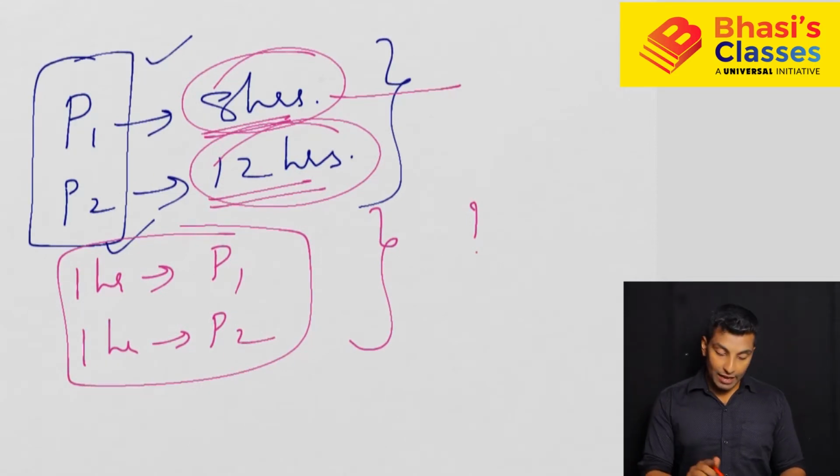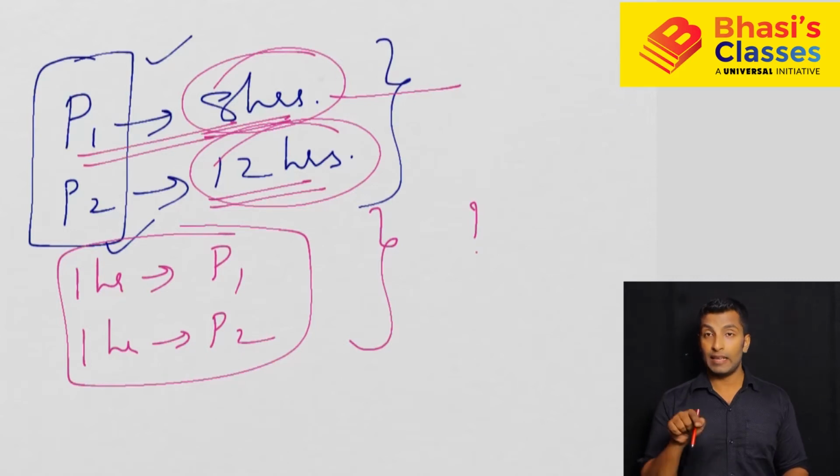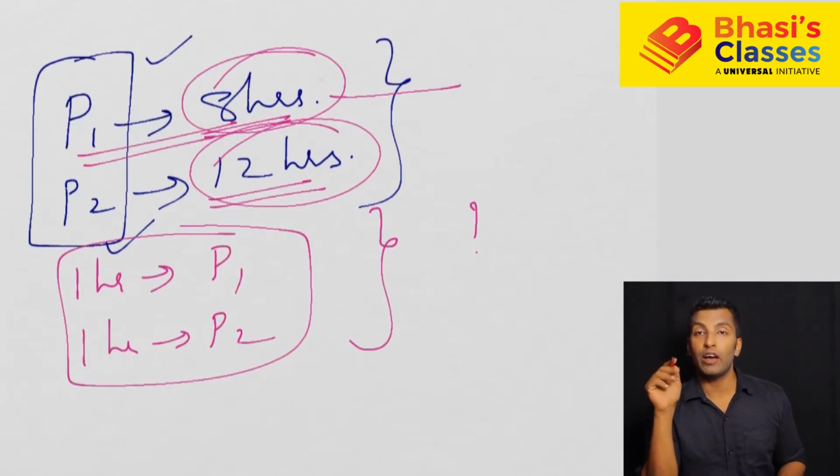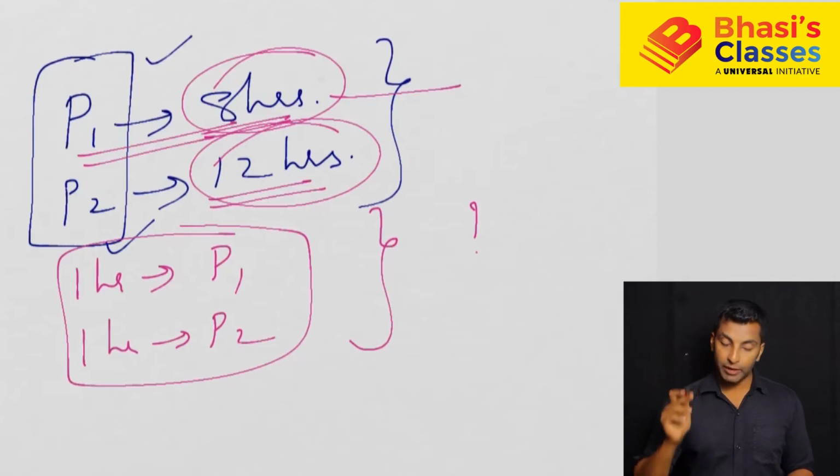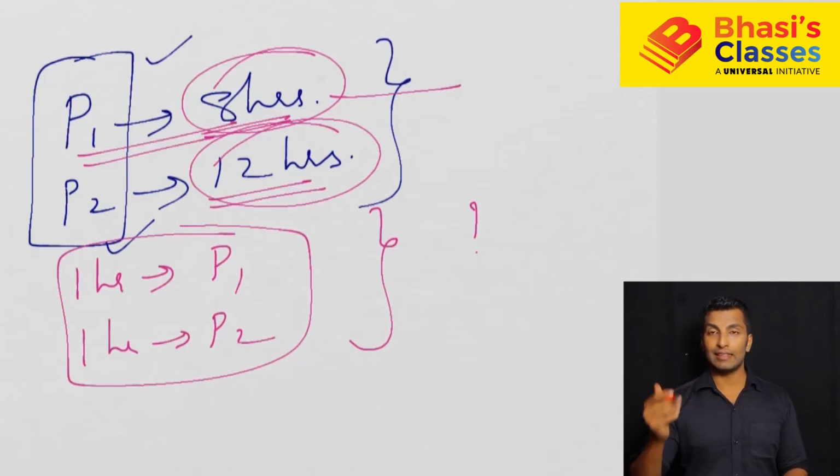Now, see, P1 can fill the tank in 8 hours. That means in 1 hour, what percentage will be filled? So you need to know 100 by 8. Do you think that this calculation is difficult? No, you will actually get 12.5.